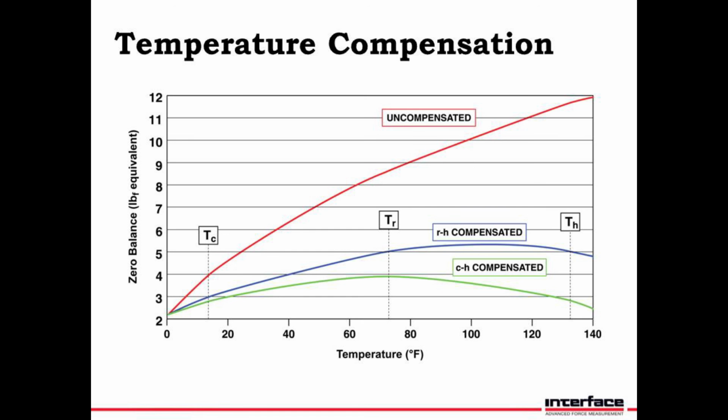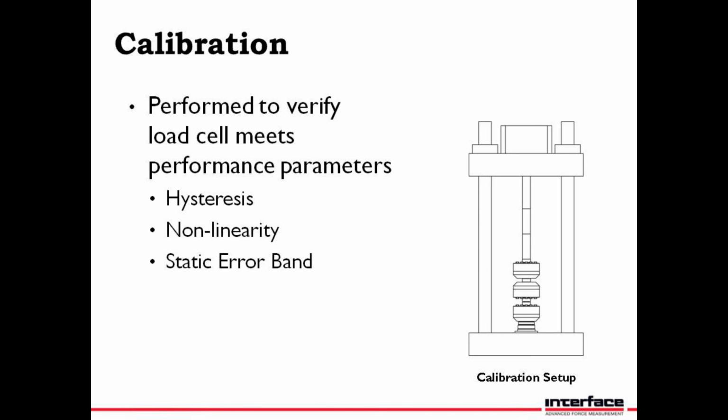In the second case, where the compensation takes place from room to hot, the error is further reduced. However, instead of being 12 pounds, it's now decreased by less than half, in this case just under 6 pounds. But if we perform this temperature compensation from cold to hot, the amount of error is much further reduced, and in this case, it goes down to just less than 4 pounds. And now to talk a little bit about calibration, I'm going to hand this over to Jack.